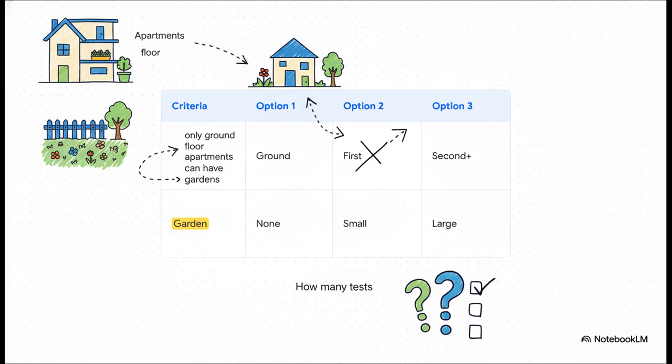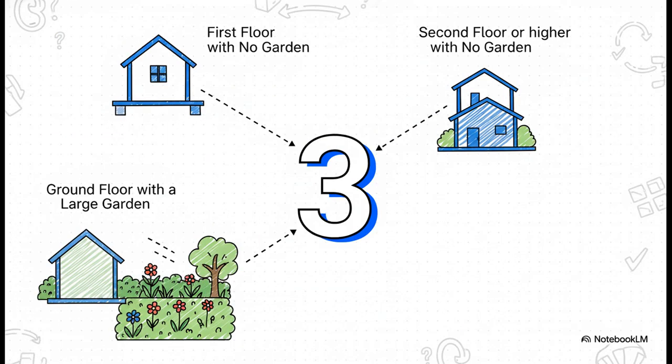Now, there's only one rule. Only ground floor apartments are allowed to have gardens. So the big question is, how many different tests do you think you'd need to run to feel pretty confident that this feature works? The answer is just 3. Yeah, only 3. It sounds kind of crazy, right?